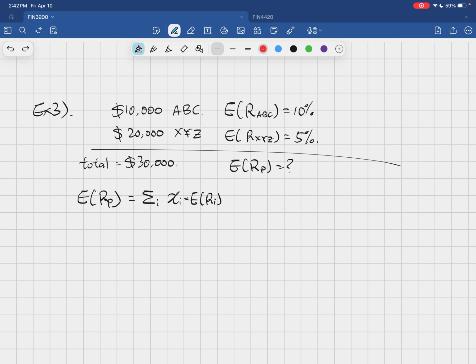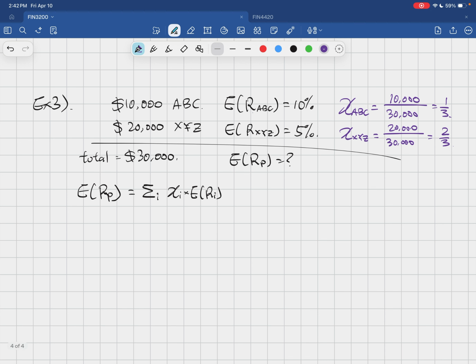Okay, so the weight on ABC is easy to calculate. We're putting in $10,000 in ABC, and the total portfolio value is $30,000. So the weight is just 1/3. Okay, and the weight on XYZ is also straightforward. You're putting in $20,000 in XYZ when the total portfolio value is $30,000. So the weight on XYZ is 2/3. Okay, and we're given the expected returns for both securities, so we just do the math.